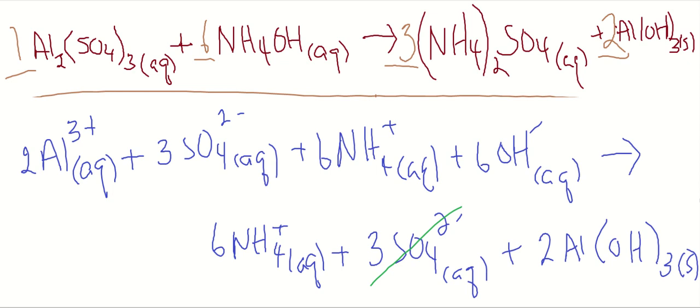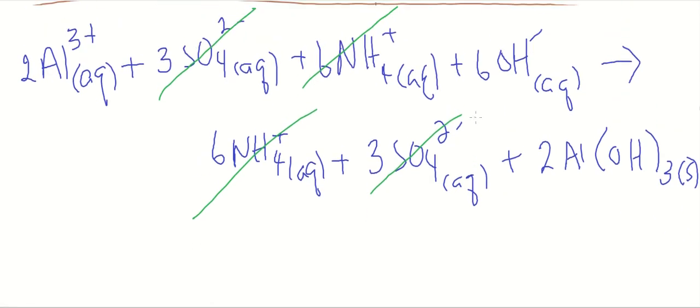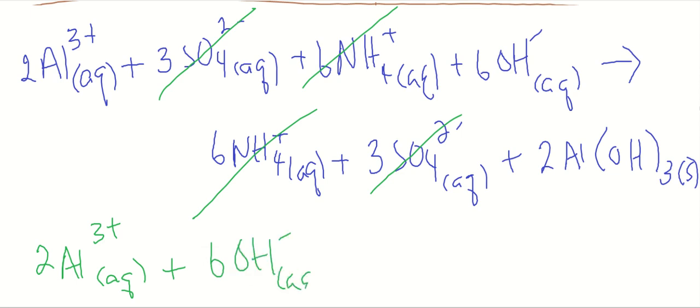Let's cross out the spectators. Those are going to be the sulfates and the ammoniums, and rewrite whatever's left for our final answer. It's going to be 2 moles of aluminum cations in solution reacting with 6 moles of hydroxide in solution to produce 2 moles of aluminum hydroxide.